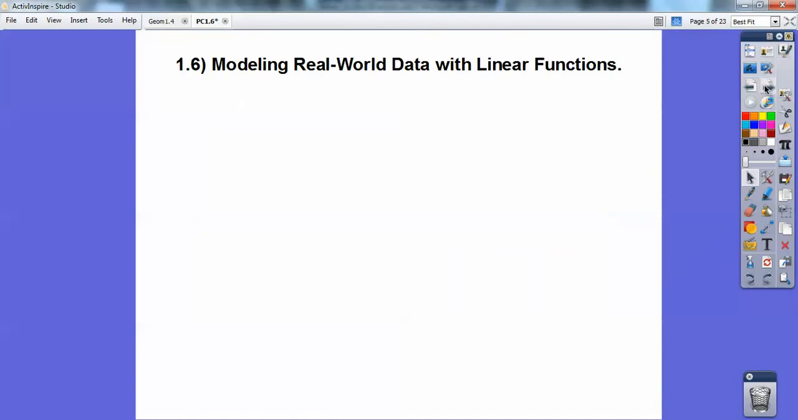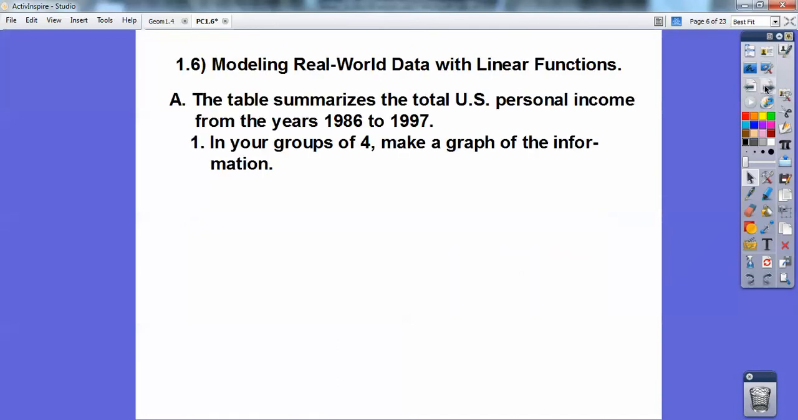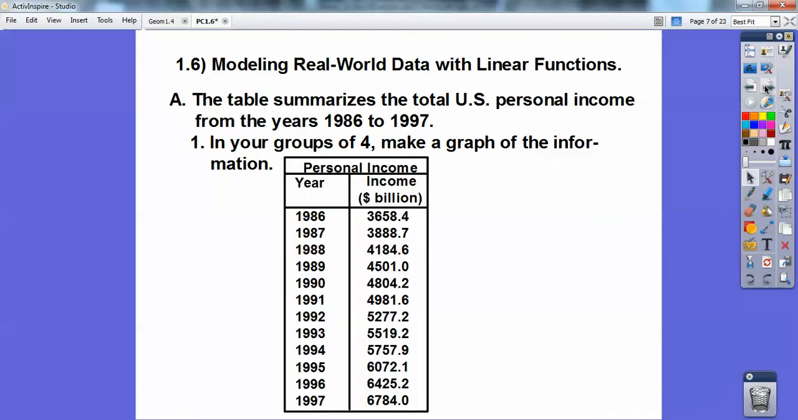Okay, so modeling real world data with linear functions. Here we go. This table summarizes the total U.S. personal income from the years 1986 to 1997. In your groups of 4, my groups have tables of 4, make a graph of the information. Okay, so here's some information. So pause it right here so you can write this stuff down.